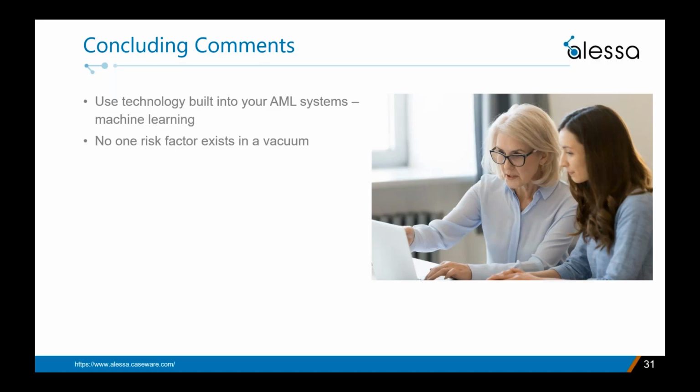Finally, I want to reemphasize strongly that no single risk factor exists in a vacuum. All the risks we've explored today should be considered together along with the activities and behaviors, geographic risks, and products and services risks that we'll be talking about in the next 2 webinars. And most important of all is to take all these risk factors and consider them in the context of actual customer behavior.